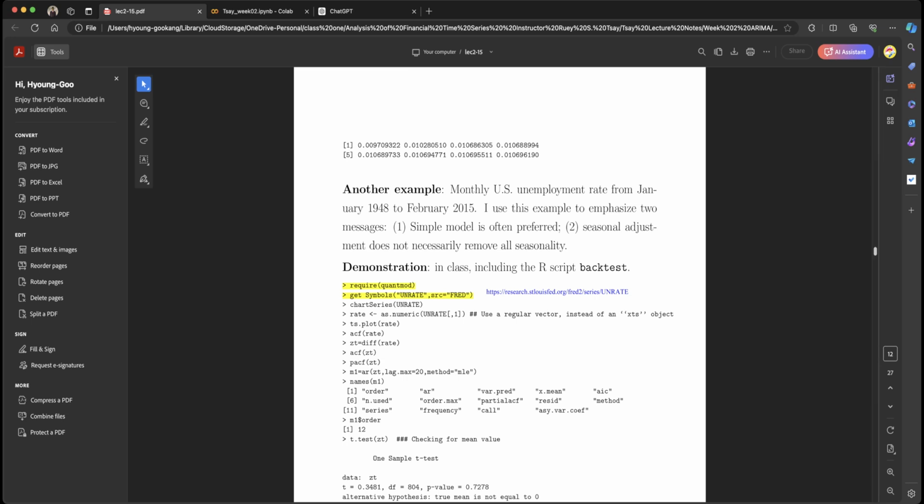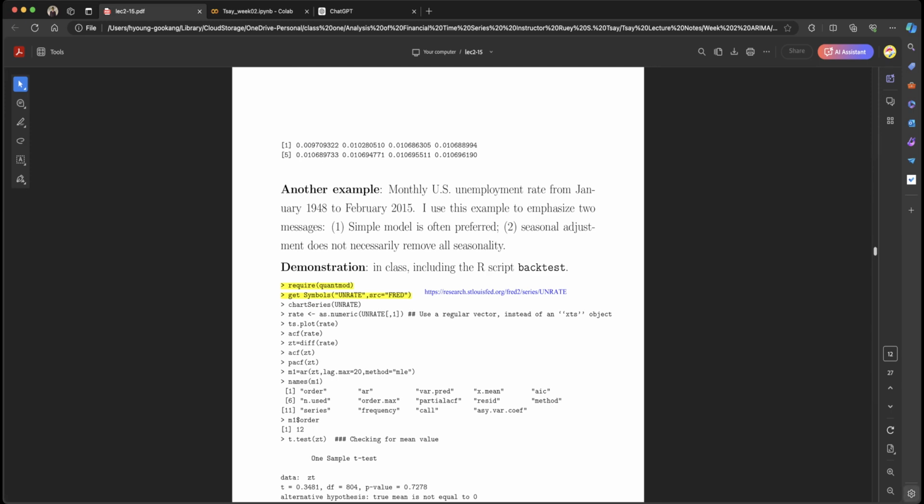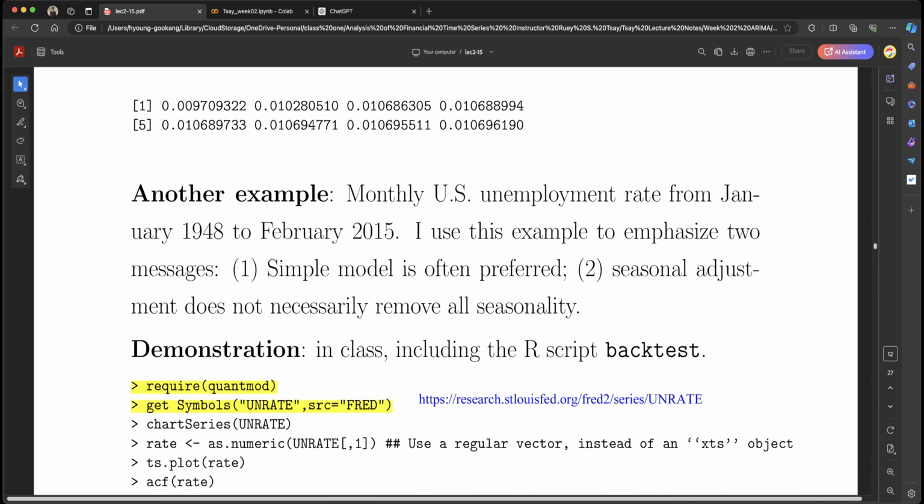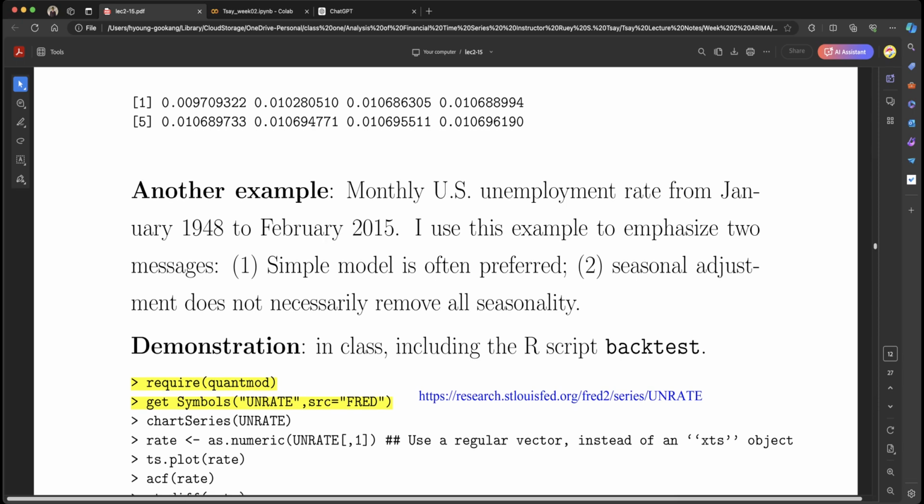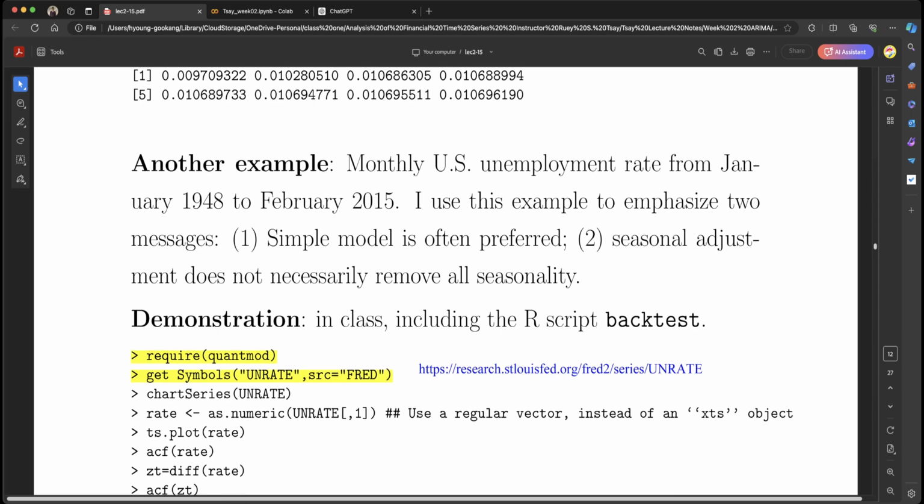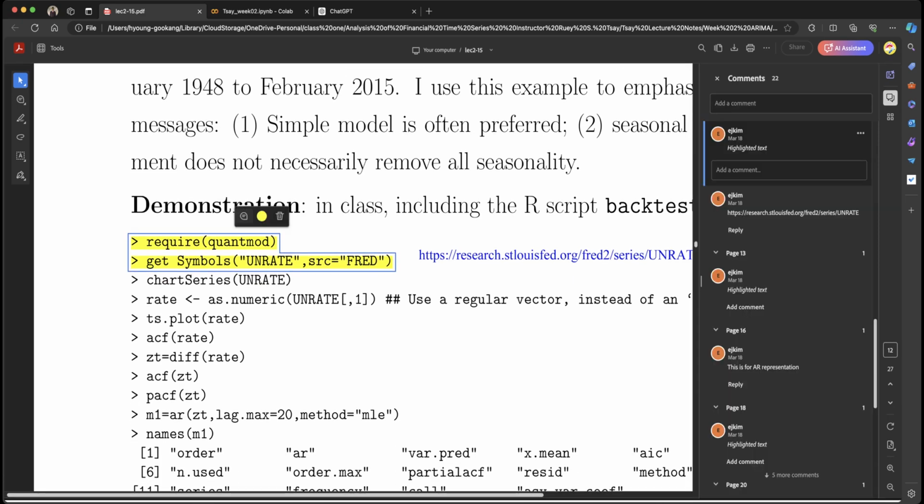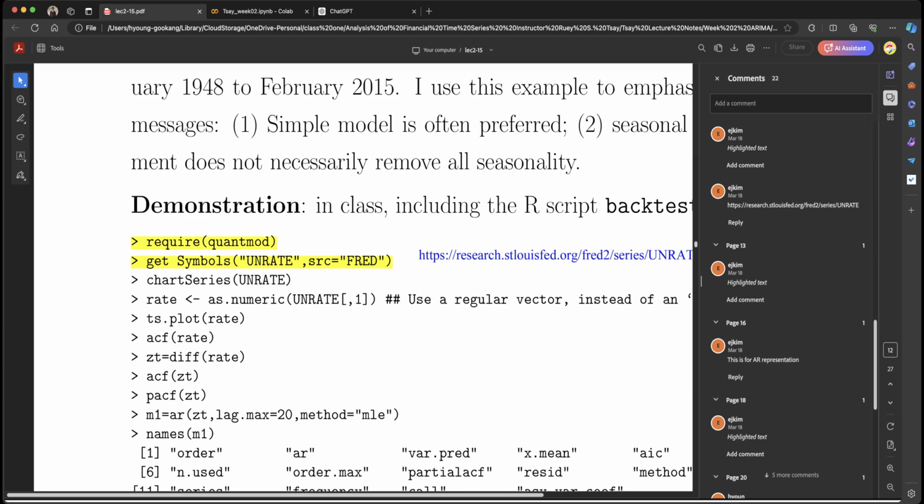Another example here, so let's increase the size. Monthly US unemployment rate from January 1984 to February 2015. I use this example to emphasize two messages: a simple model is often preferred, and seasonal adjustment does not necessarily remove all seasonality.